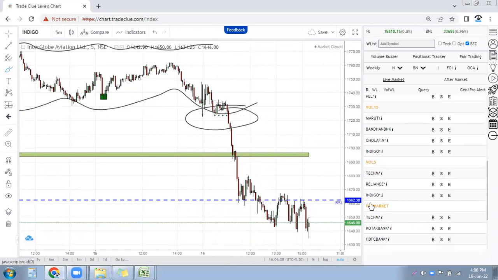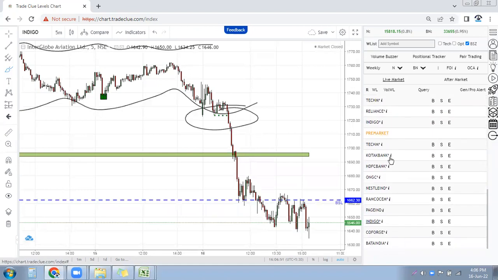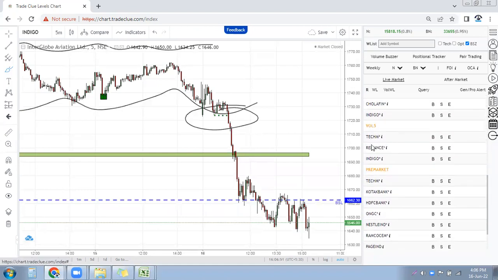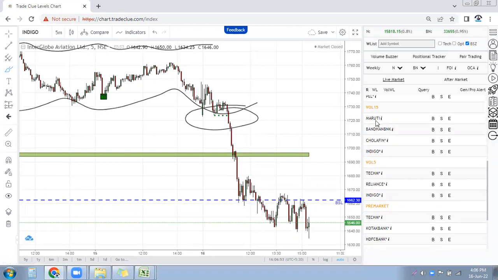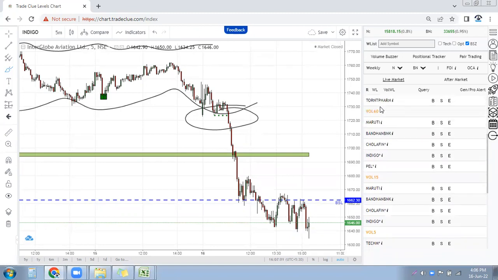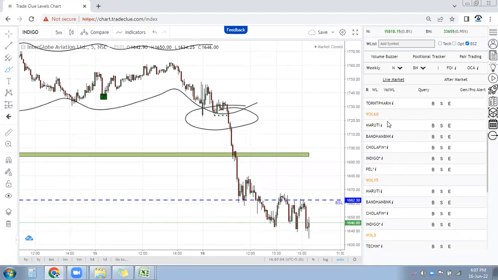Apart from that, Indigo has appeared in the volume 5 list, meaning from 9:15 to 9:20, so in 5 minutes, there has been huge volume on Tech Mahindra, Reliance and Indigo. So this way, instead of focusing on all the pre-market stocks, it has given you now only 3 stocks which you should focus on. Same way, after 15 minutes, whichever has the highest volume will be given to you. So this comes at 9:30, and then after 1 hour it comes at 10:15. These stocks can also be focused upon.